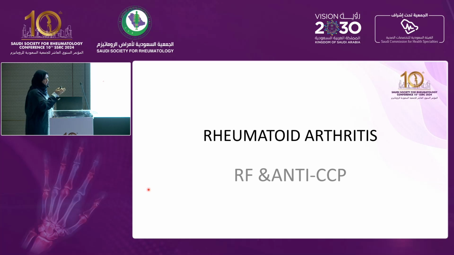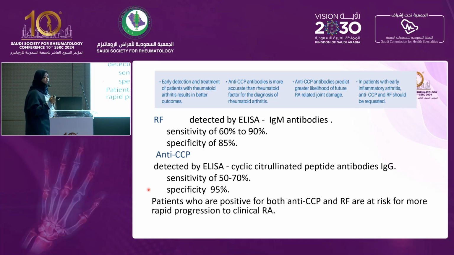Now, apart from lupus and the other autoimmune diseases, we'll go to rheumatoid arthritis, maybe the commonest autoimmune or inflammatory disease we can face. What we are looking for here is rheumatoid factor and anti-CCP. As you know, it is important to detect it early, clinically and immunologically. So we have rheumatoid factor, which is IgM antibodies, sensitivity 60 to 90% of the patients, specificity 85%. In comparison, anti-CCP specificity is 95%, which is much more than rheumatoid factor.